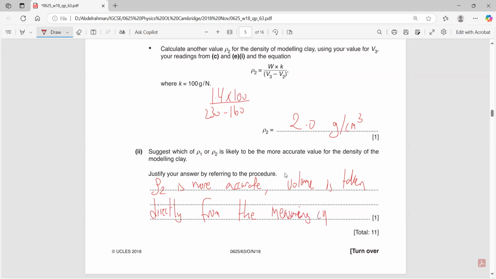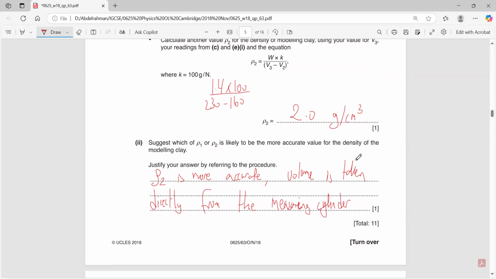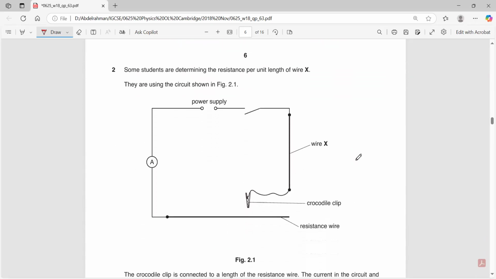Actually, someone else could argue that row 1 would be more accurate because the measuring cylinder doesn't give very accurate readings, which is a valid argument. In this case, he would say row 1 is more accurate. So it's okay. Both answers might be correct.